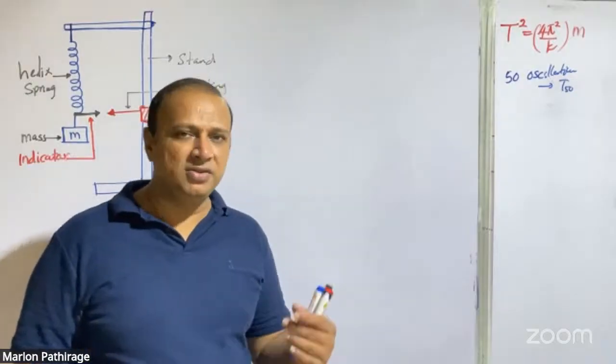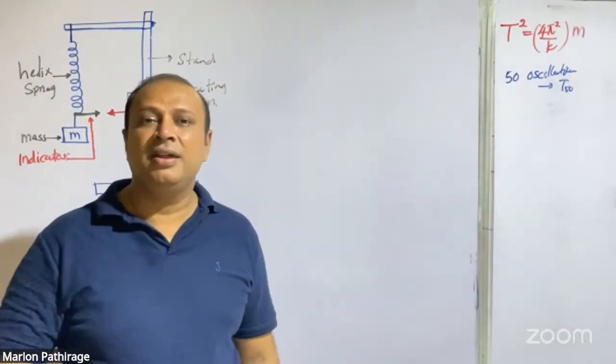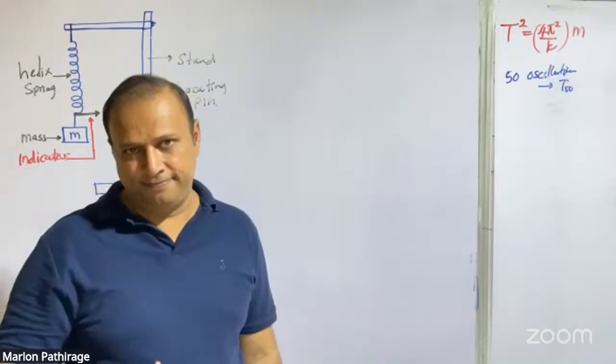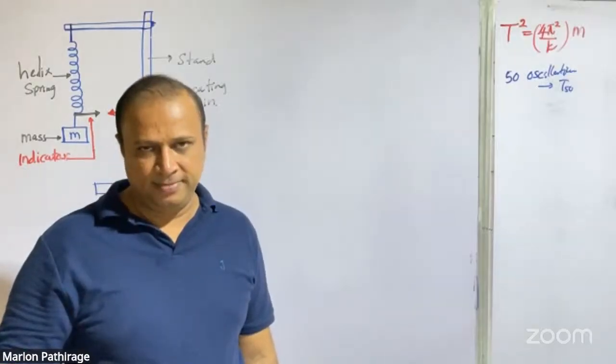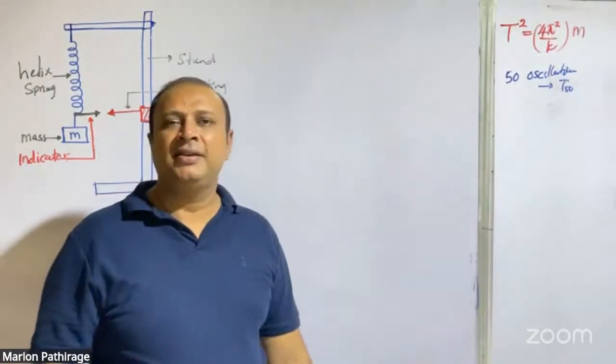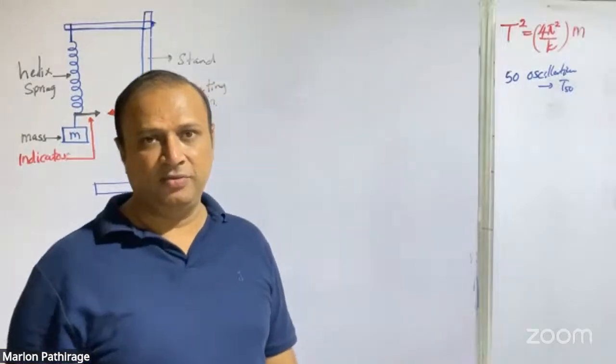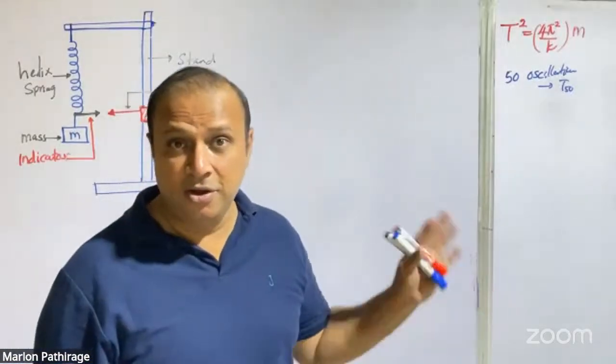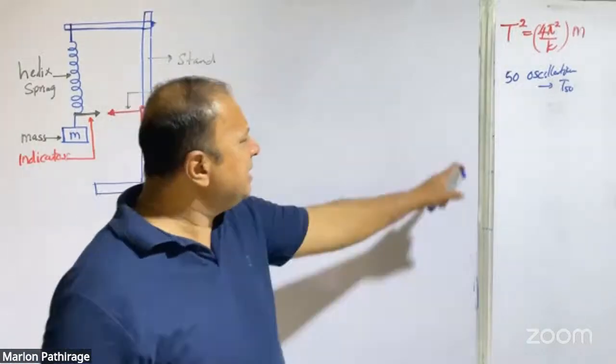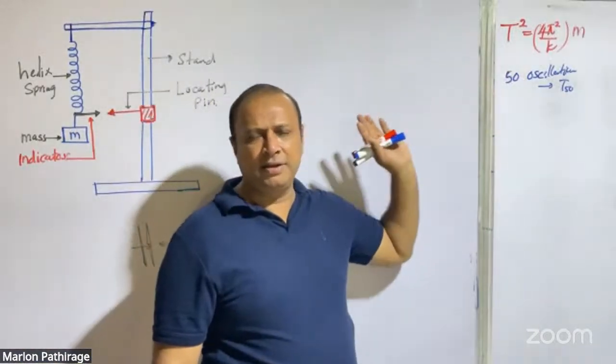Therefore, to reduce that error, we need a large number to measure. That's why we use the time taken for 50 oscillations. That number can be determined today.